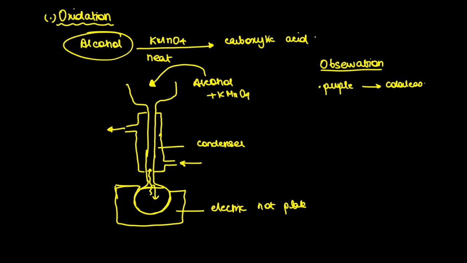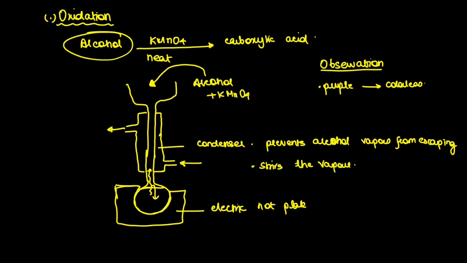And sometimes we ask you the purpose of condensation. So what is the purpose? It prevents alcohol vapors from escaping, as well as stirs the vapor. What do I mean? As you can see, vapors evaporate, they condense, fall back into the round bottom flask, then other vapors start to evaporate, then fall back. This stirs the solution. This actually makes the process more efficient. So it stirs the vapor.